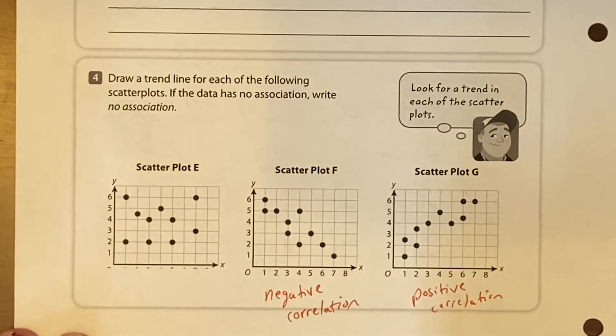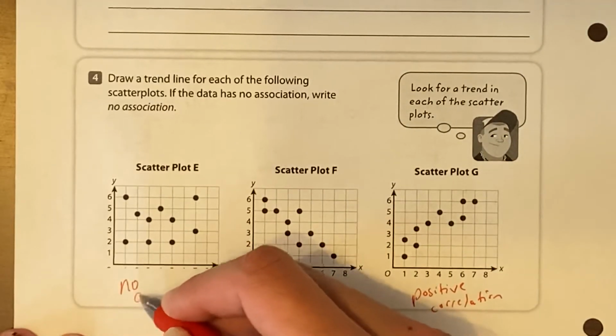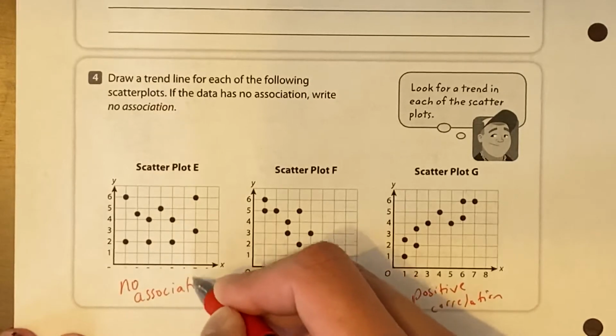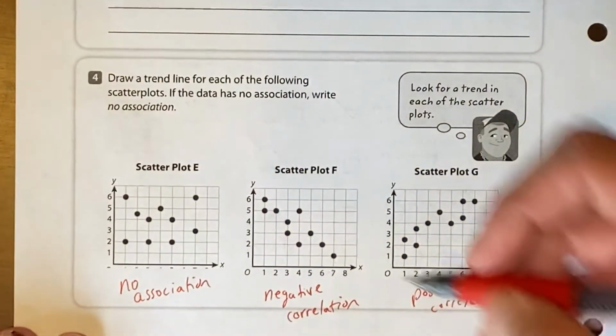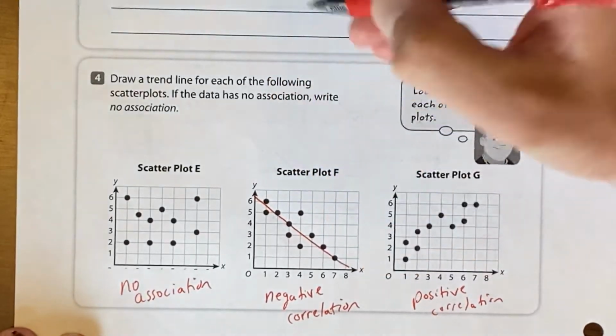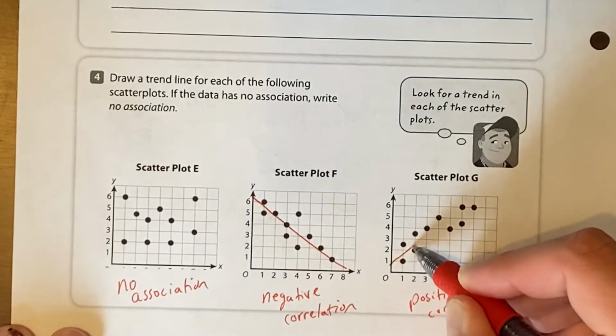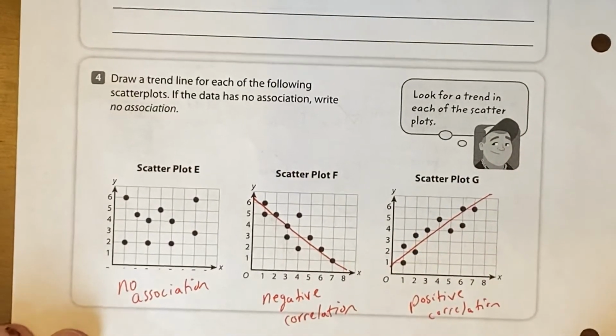The points are all scattered about. There's no real correlation, no pattern. So we could say no correlation or no association. Okay, so let's draw our lines here. We could say maybe somewhere around there would give us a good trend line, and possibly one right in there.